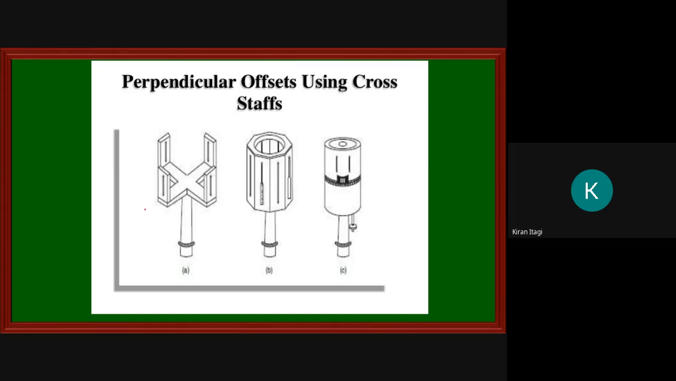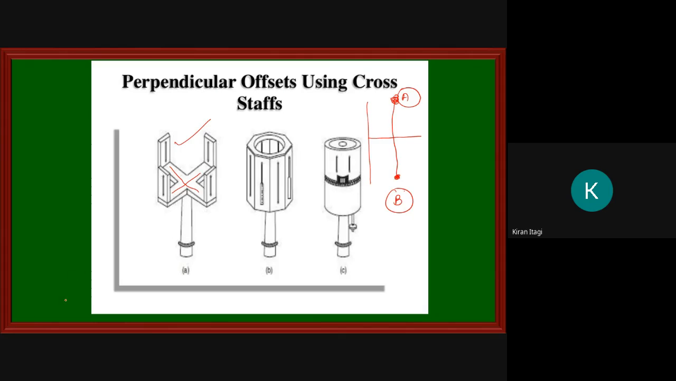So see here, this is one cross staff. Cross staff means here one direction, here another direction. But draw the diagram. This is one straight line. This is another straight line. This is my fixed line, A, B. These are my fixed line. I want to take an offset here. What will I do?